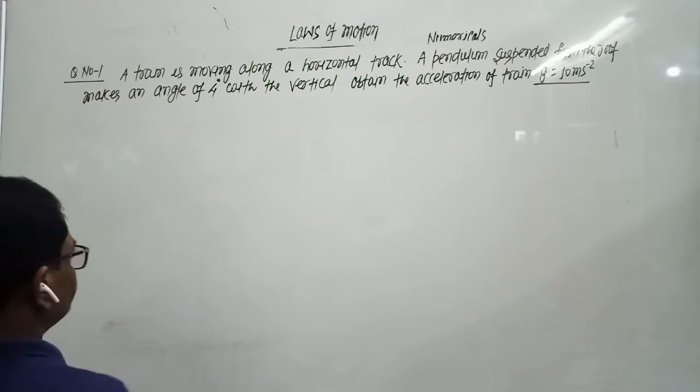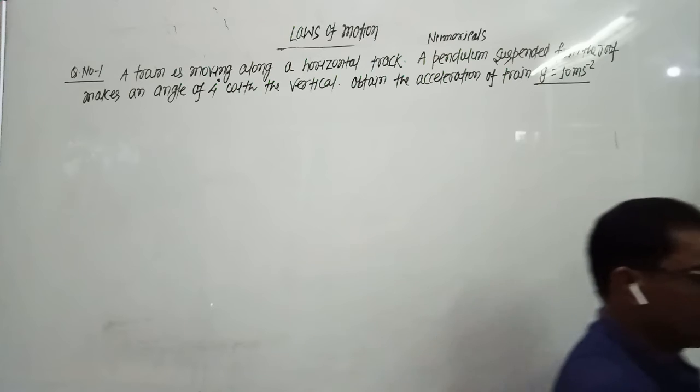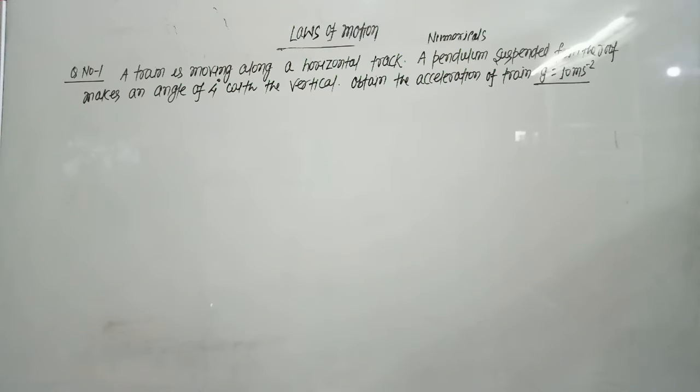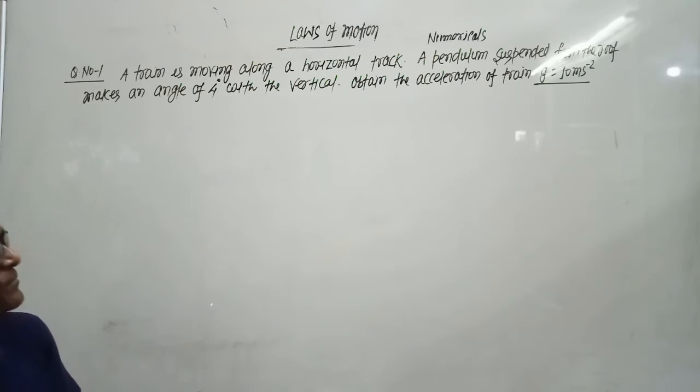We will discuss one of the numericals based on equilibrium of forces. So the question is: a train is moving along a horizontal track and the pendulum suspended from the roof of the train makes an angle of 4 degrees with the vertical. Find the acceleration of the train.